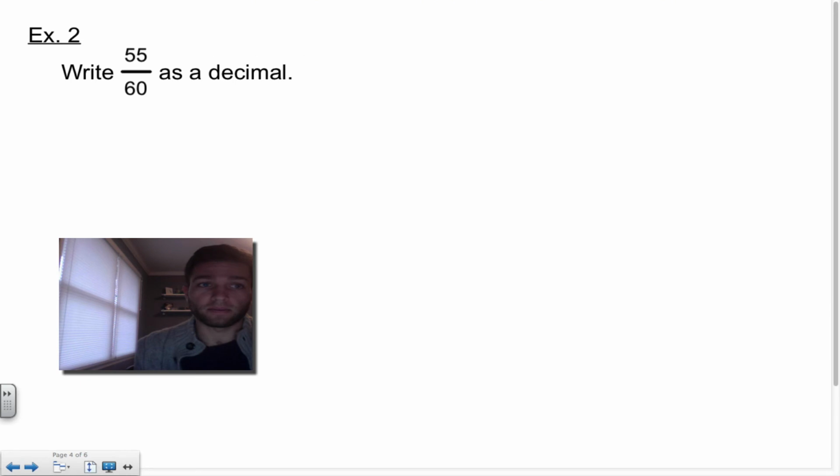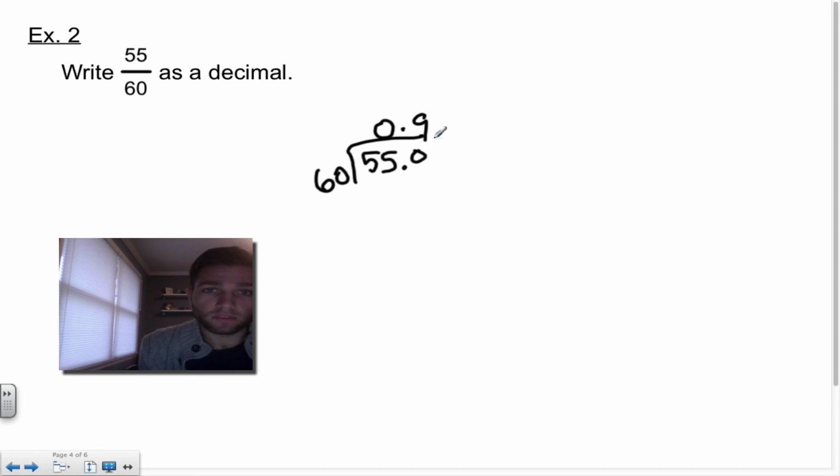Okay, here's one more of those. 55 over 60, write this as a decimal. So instantly you should be thinking long division, 55 divided by 60. 60 can go into 55 0 times, so I need to add a decimal and a 0. 60 can go into 550 9 times. 9 times 60 is 540. So if you subtract that, you're going to get 10.